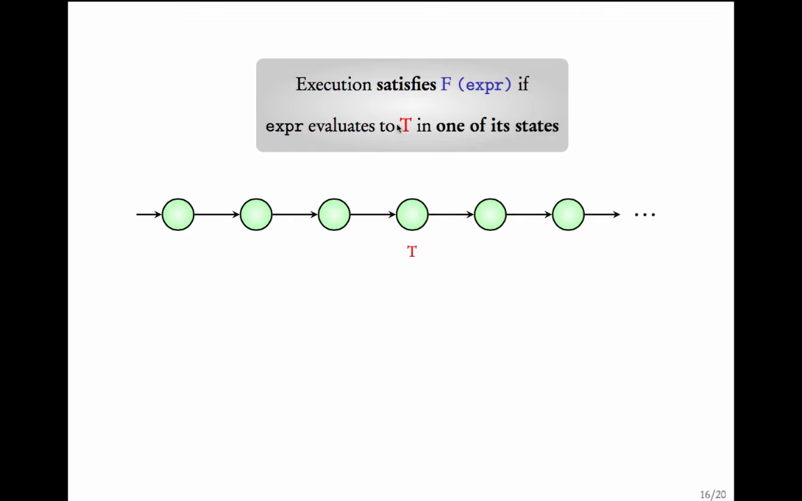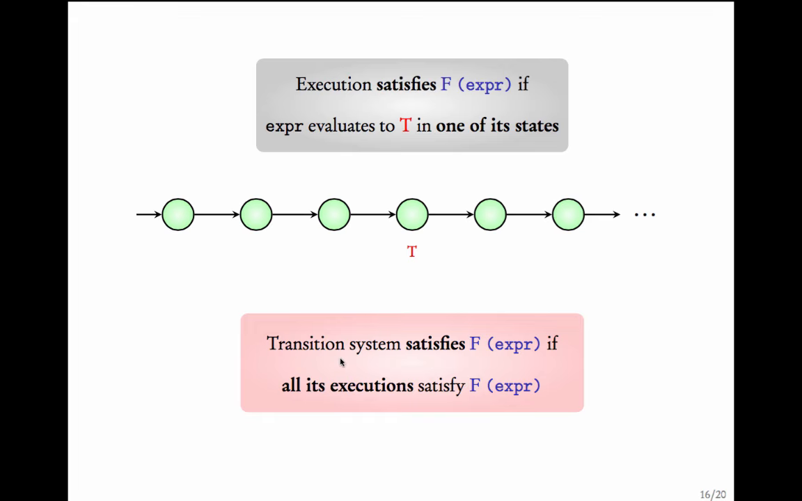An execution satisfies F of an expression if the expression evaluates to true in one of its states. We do not care what happens elsewhere. If there is one state where the expression is true, the execution is said to satisfy F of this Boolean expression. And a transition system satisfies the requirement F of an expression if all its executions satisfy F of the expression.